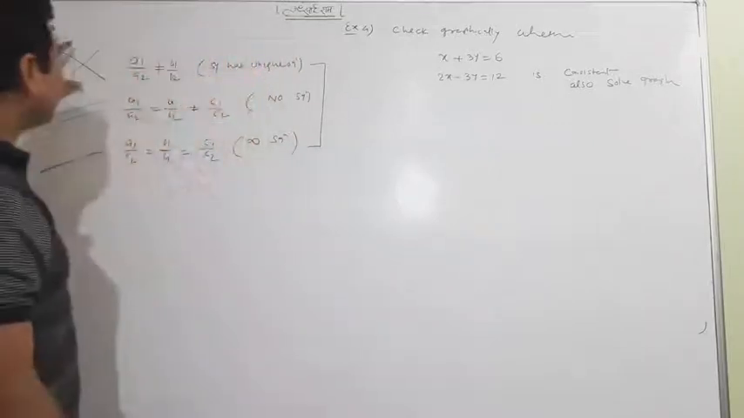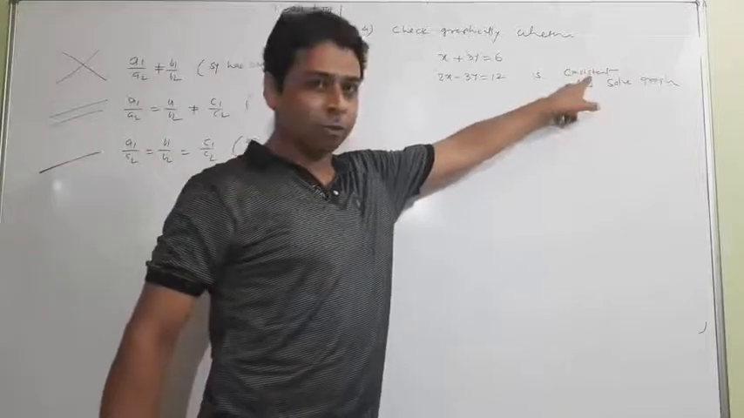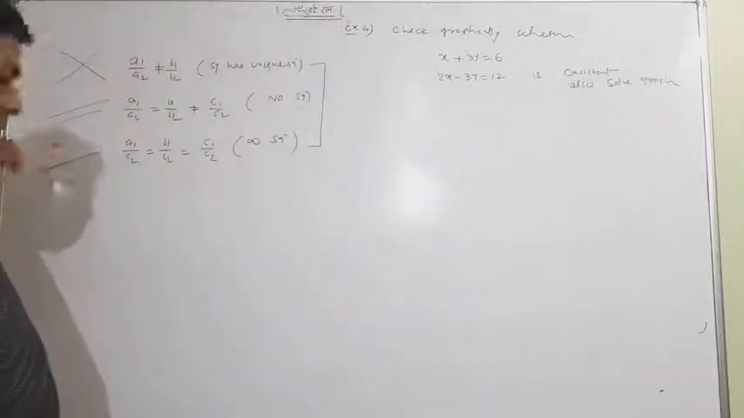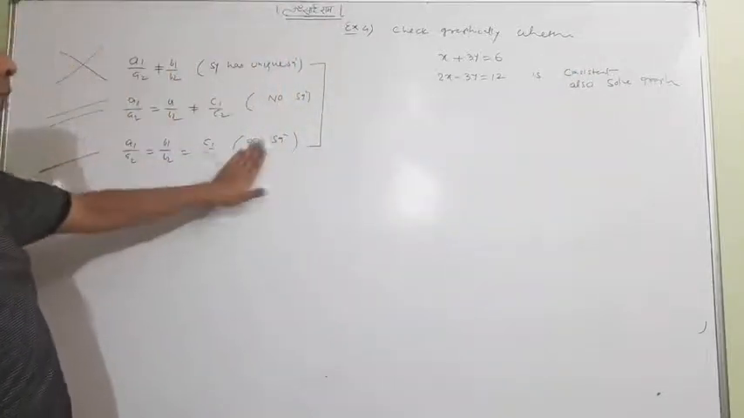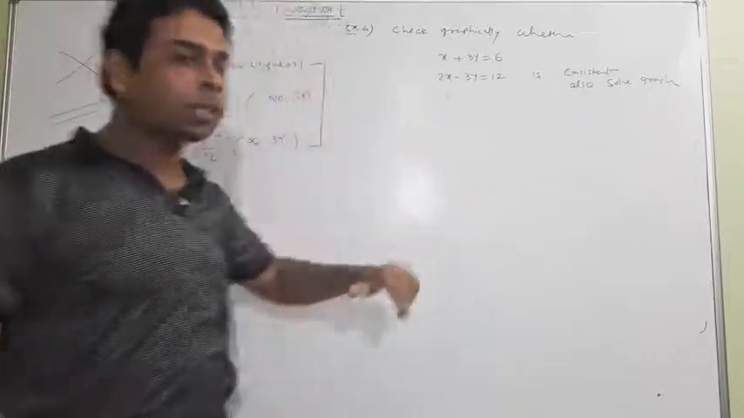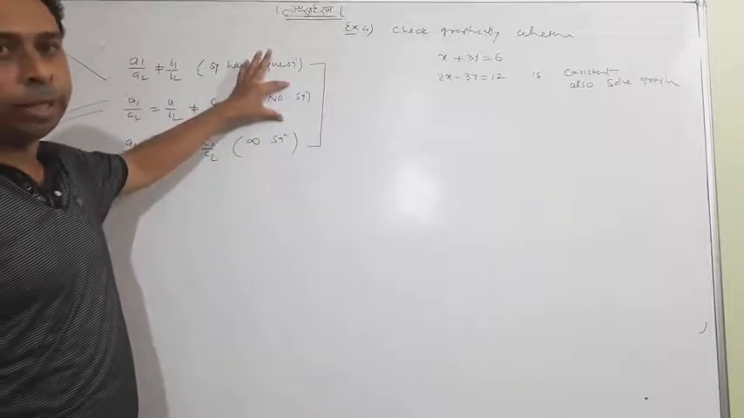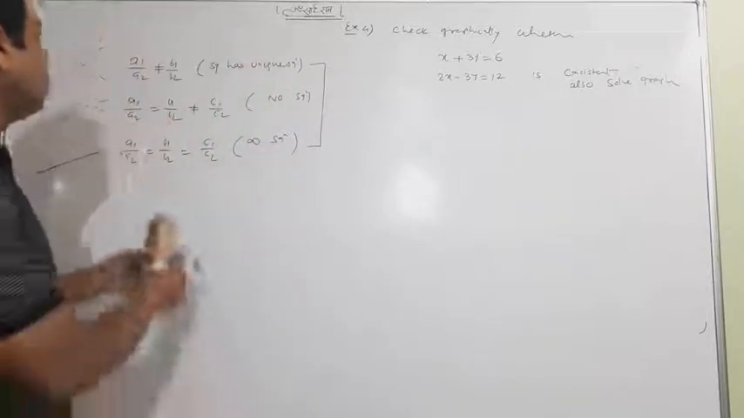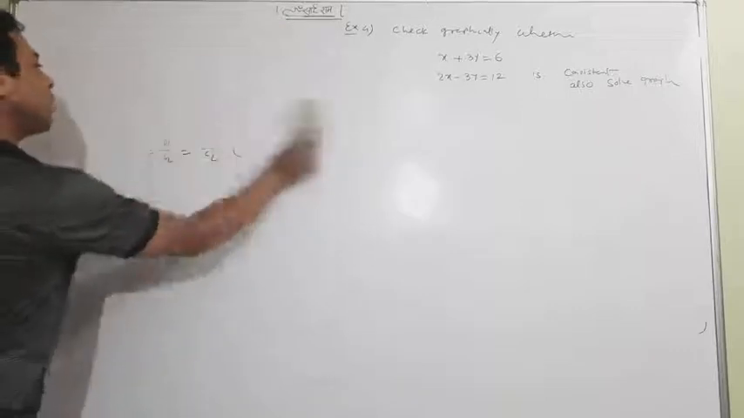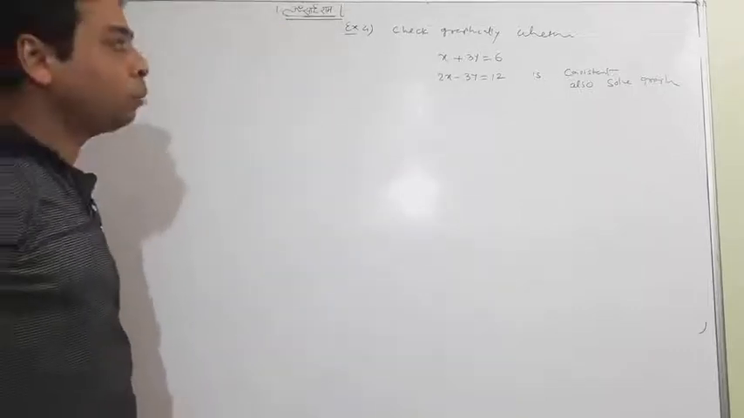When it is intersecting, the system has a unique solution, meaning the system has a consistent solution. When lines are coincide, the system has infinite solutions, and the system has a consistent solution. So consistent means these two, and inconsistent means this one only. Hope you got what I want to tell you. But this time you don't need to check by A1 upon A2, B1 upon B2, C1. You have to go with the graph.